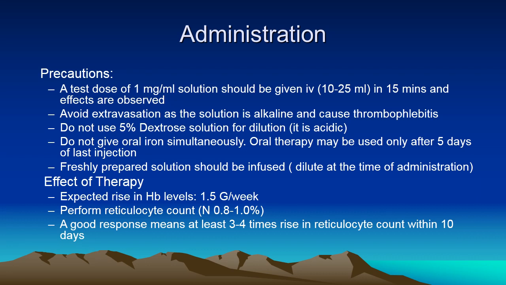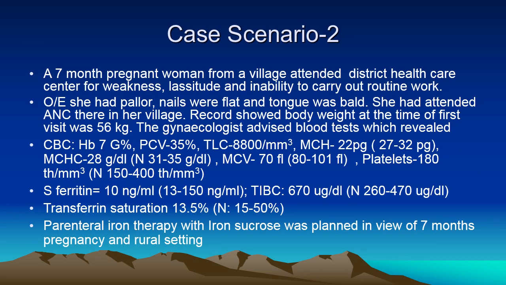Now, how do we monitor the effect of therapy? Expected rise in hemoglobin would be 1.5 gram per week, and earliest changes occur with a rise in reticulocyte count. A good response means at least a 3 to 4 times rise in reticulocyte count within 10 days.